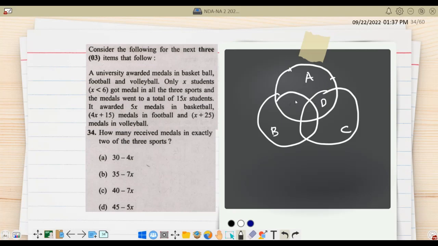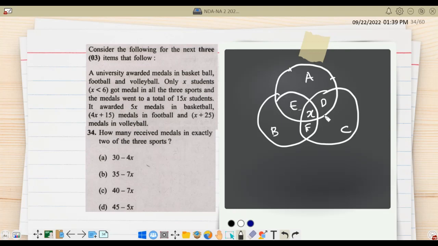I'm going to name this E. I'm going to name this F. And the middle is X. Okay. See, because only X students got medals in all three sports. That's why we're taking the intersection of all three sets to be X. Fine. Now all the medals went to a total of 15X students. Okay, so when we add all this, A plus B plus C plus D plus E plus F plus X is going to be 15X.